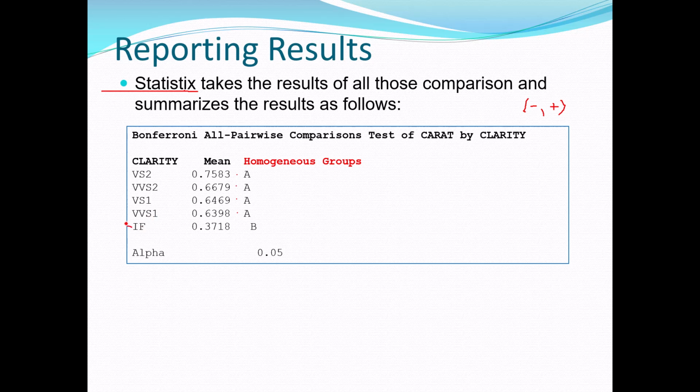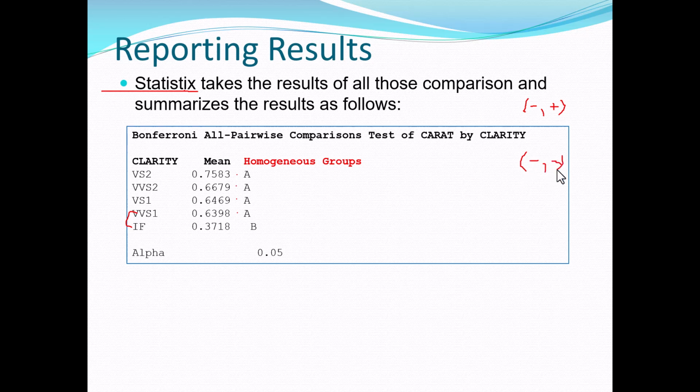It's only when the IF was compared to the VVS1. Because I have a lot of experience with this particular software package, when it does a comparison, the first mean minus the second mean, it looks at the letters of the clarity level. Because IF begins with an I and all the others begin with the letter V, IF is considered the first group and the VVS1 is considered the second group. IF is the first group, VS1 is the second group. And in each of those cases, what we're going to end up with is a negative negative.